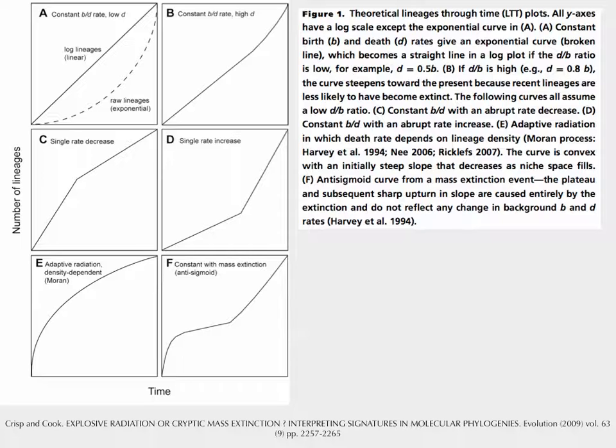Here, we see the rate slowing down. So maybe there are fewer niches, and so it's harder and harder to speciate. Okay. And here we see constant, but then we have mass extinction, killing many, and that keeps going up. Why don't we see it go down then, if there's mass extinction?